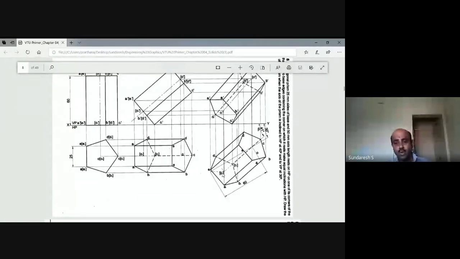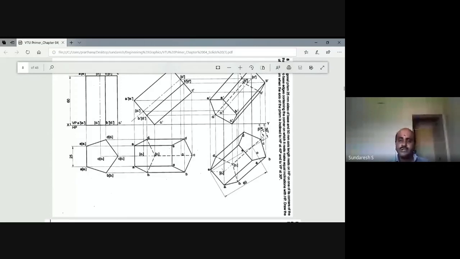Now join O to O1. By joining O1 with the axis line, you are going to get the actual inclination of the axis of the solid. Now you project it back to get the angle. That angle corresponds to the beta angle.